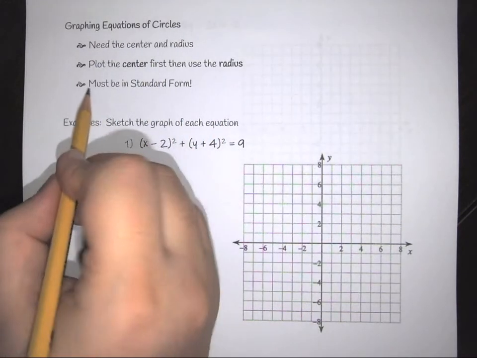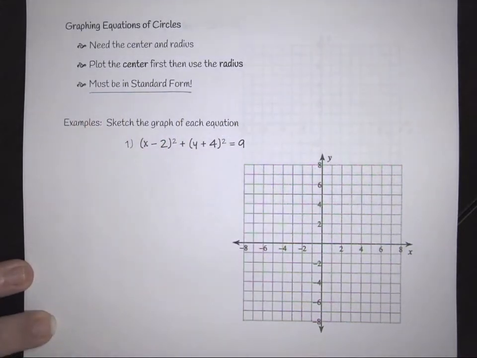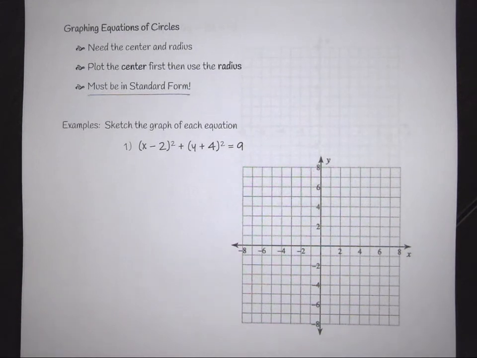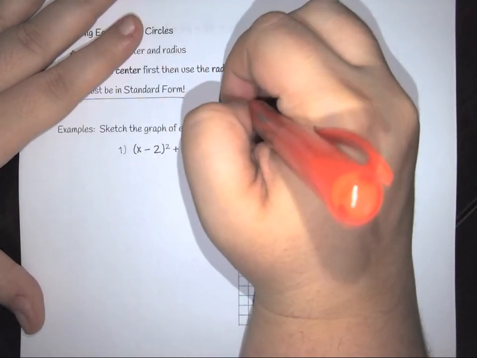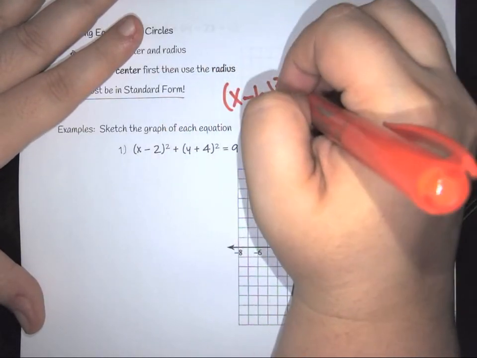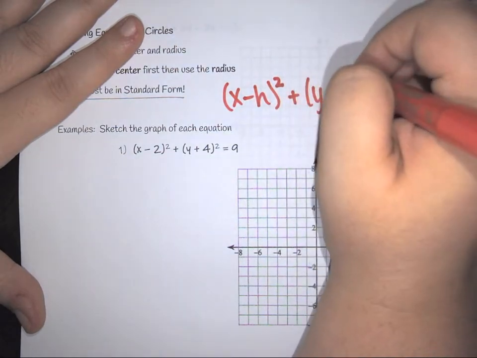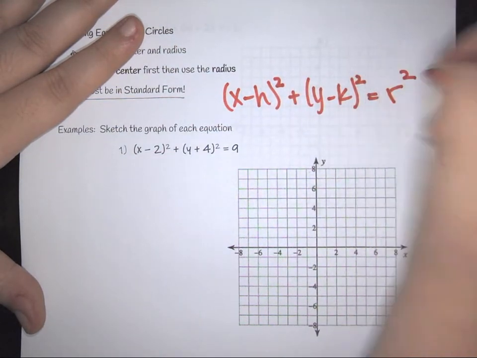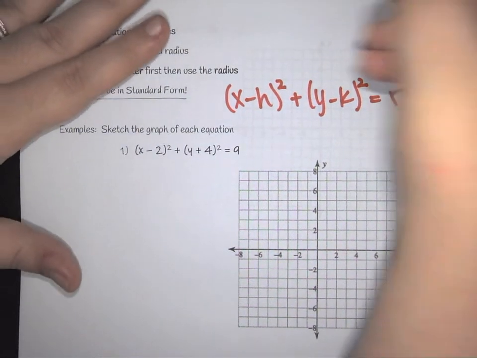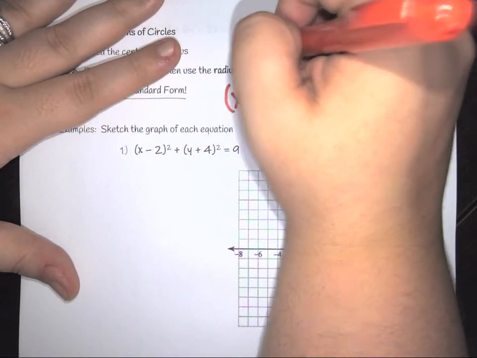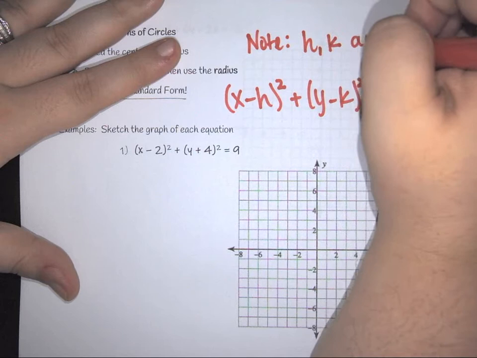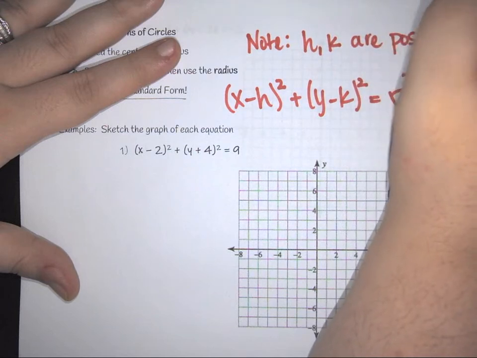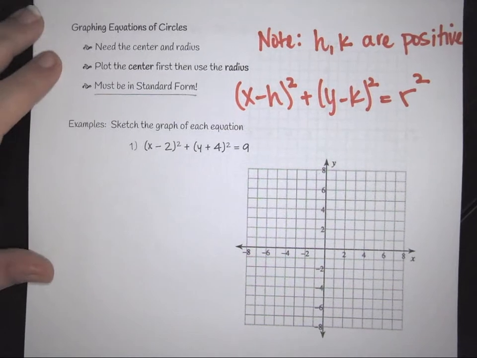The biggest thing you have to remember is you need to start from standard form. If standard form is not something that you remember easily, I would suggest getting in the habit of writing it at the top of everything you do: x minus h squared plus y minus k squared equals r squared. And make yourself a little note that in standard form, h, k are positive. Okay, to help remind you about the signs.